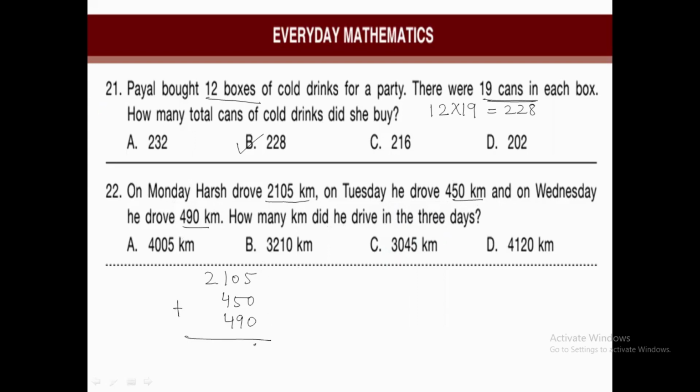5 plus 0 is 5 only. Now 5 plus 9 is 14. So we will write 4 over here, and 1 will go there as a carryover. Now 1 plus 4 is 5. 5 plus 4 is 9. 9 plus 1 is 10. So 0 will be here and 1 will go there as a carryover. Now nothing is there, so we will put 0. So 2 plus 1 is 3. So that's how we are getting 3,045 kilometers, which will be option number C. So that's how we are getting our correct answer, which is option number C.